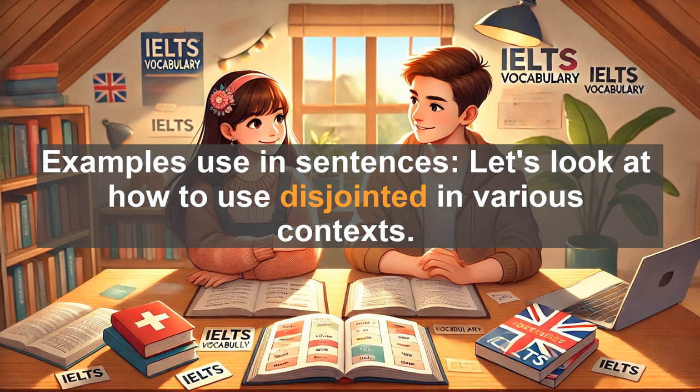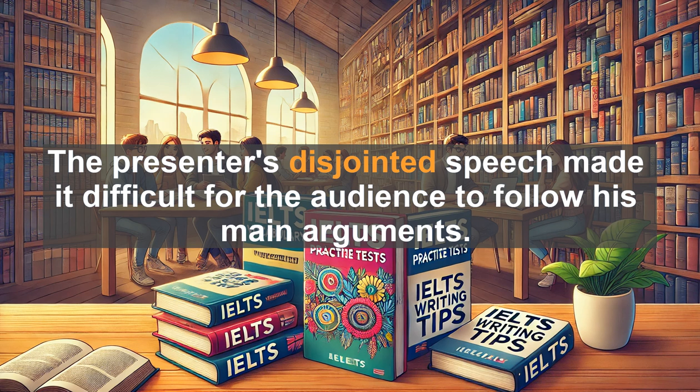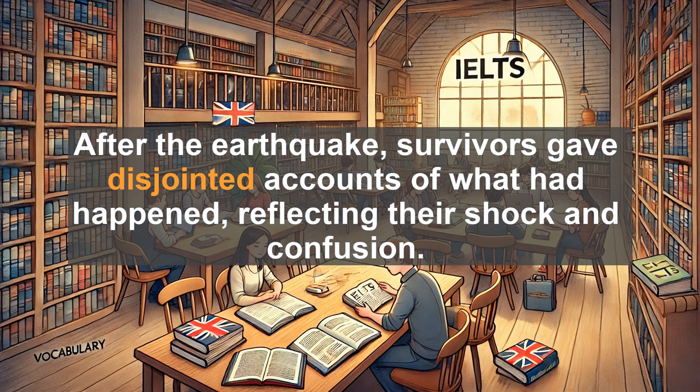Examples used in sentences. Let's look at how to use disjointed in various contexts. The presenter's disjointed speech made it difficult for the audience to follow his main arguments. After the earthquake, survivors gave disjointed accounts of what had happened, reflecting their shock and confusion.